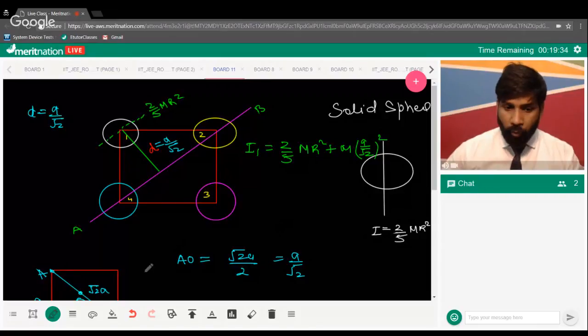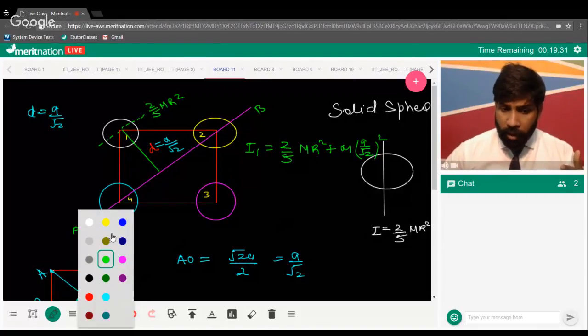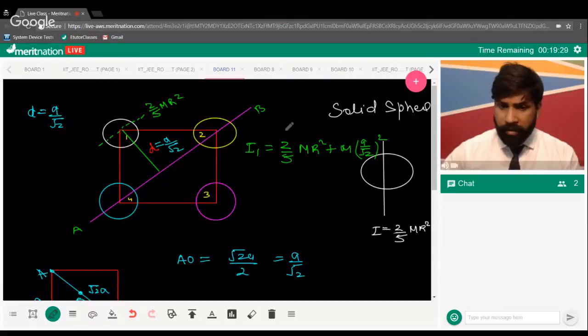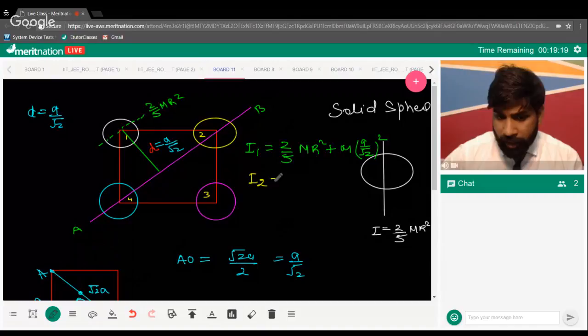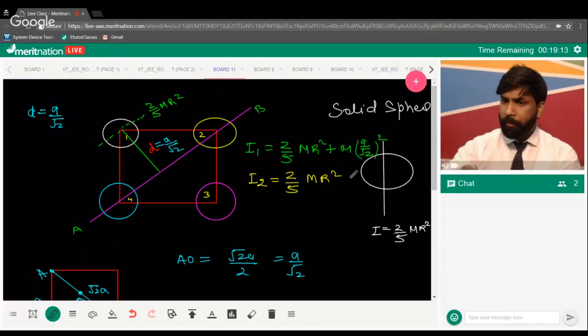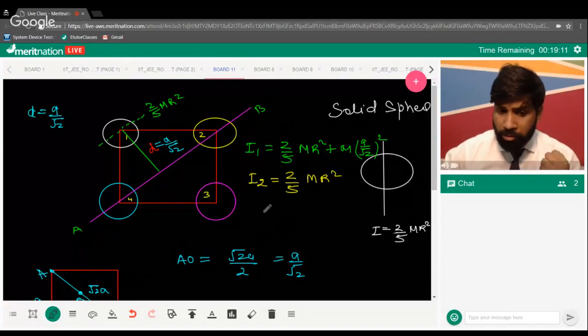Okay, and what about the second sphere, student? Here, the second sphere is this. This pink color axis is passing through the second sphere, na? Okay, so simply we can say that the moment of inertia for the second sphere about this pink color axis is what? 2 by 5 mr square. Simple. Okay, now what about the third sphere?